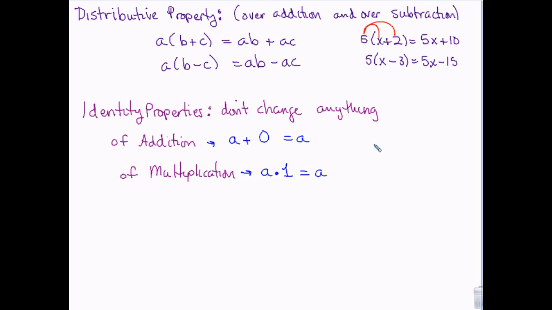Okay. 0 is known as the additive identity. And 1 is known as the multiplicative identity. And you'll remember that one because your identity doesn't change, right? You are you all the time. So that's how you remember identity. Identity stays the same. So you can add 0 or multiply by 1.